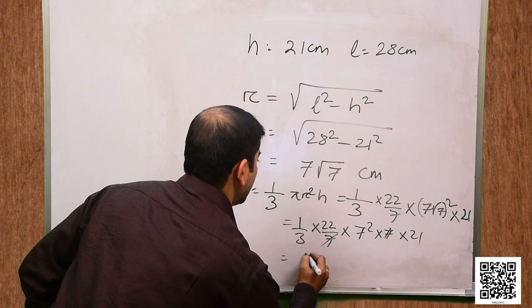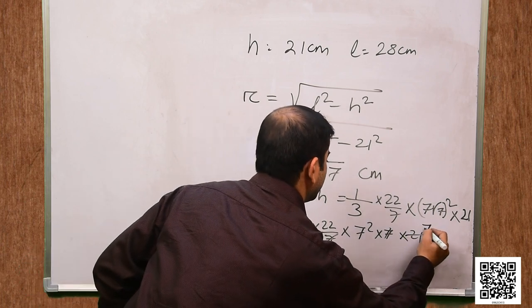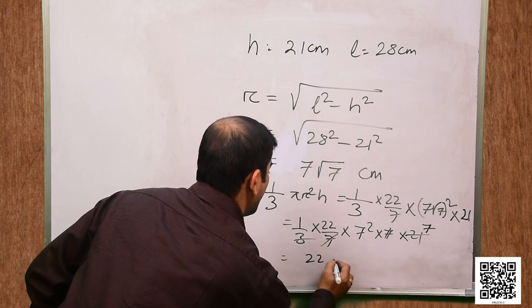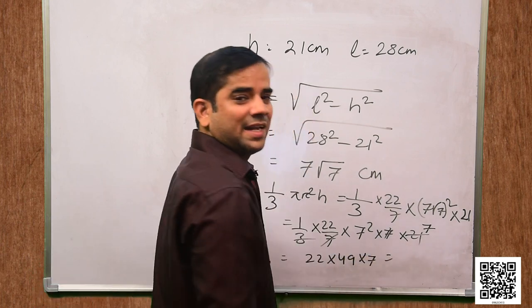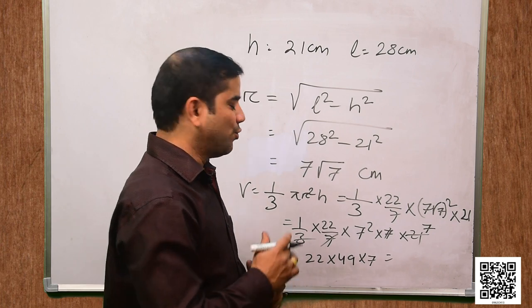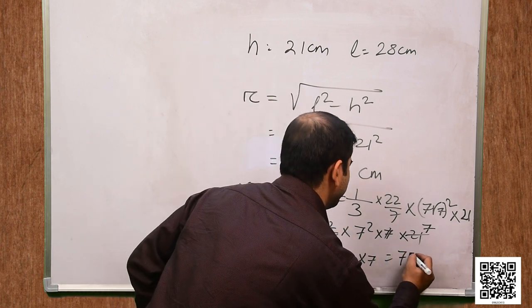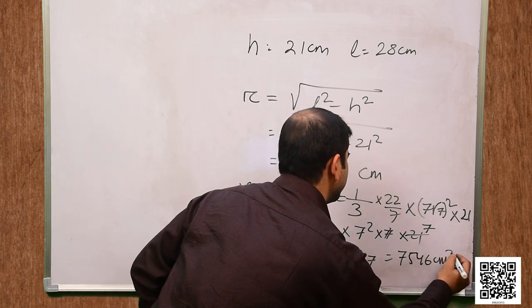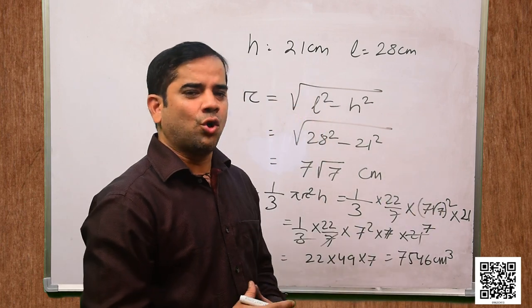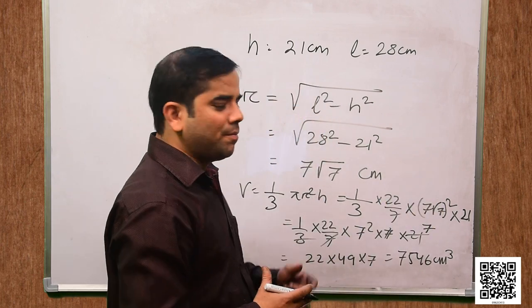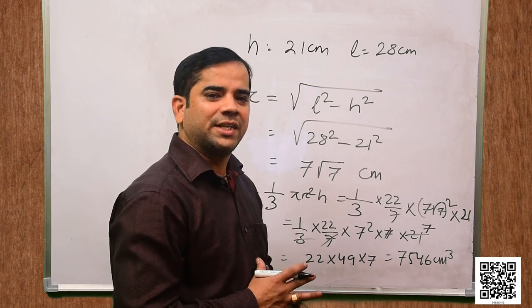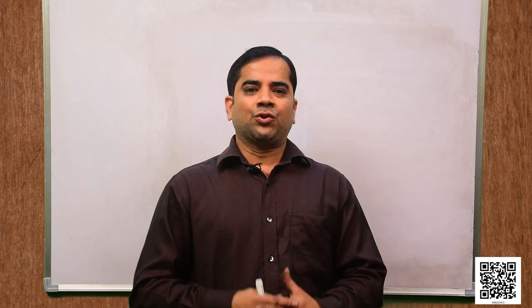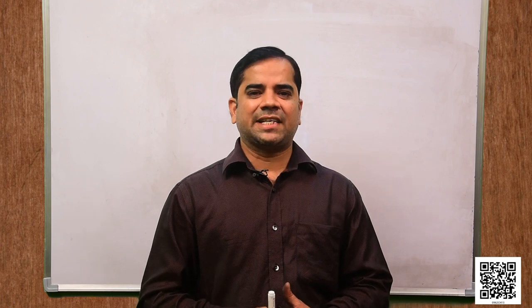So, that is 22 into 49 into 7, and that is equal to 7546 centimeter cube. Okay. So, this is the volume of the cone. Hope you understand the solution for the example. Students, let us now discuss example 16.